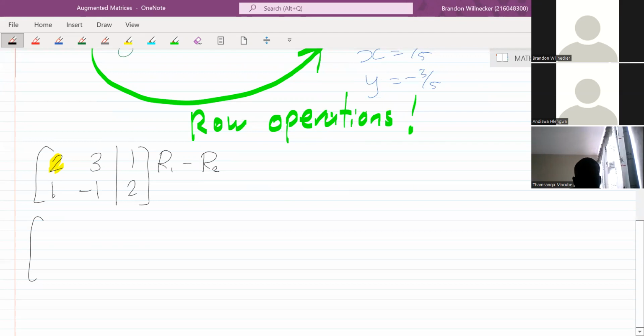Okay, so let's perform that row operation. So 2 minus 1, that's going to be 1. 3 minus 1 will be 3 plus 1, so that will be 4. And 1 minus 2 is minus 1. And then we're left with 1, minus 1, 2. Row 2 stays the same because we never did anything to that.